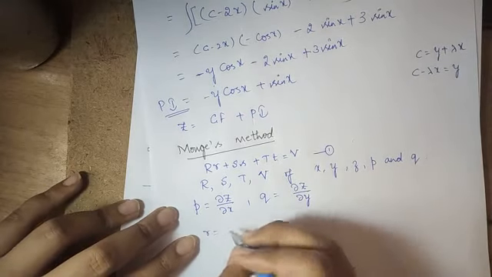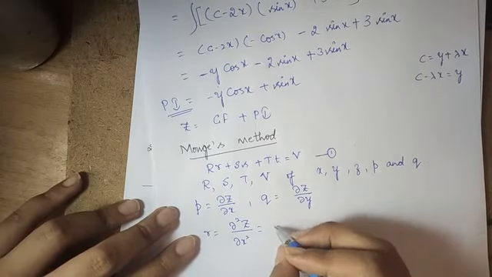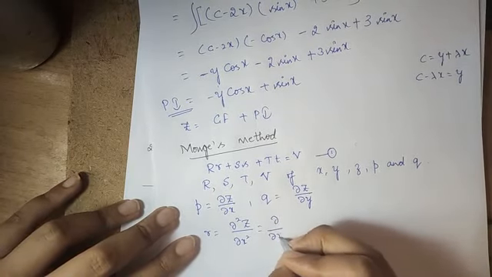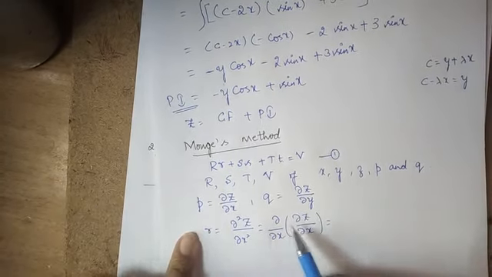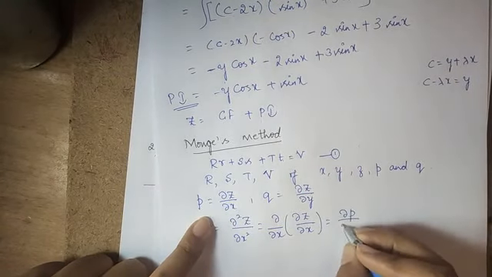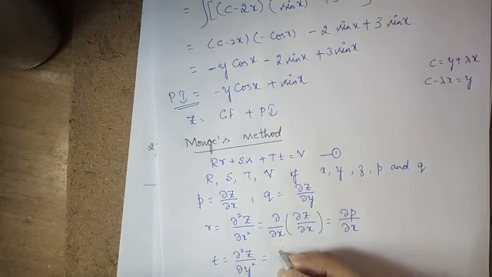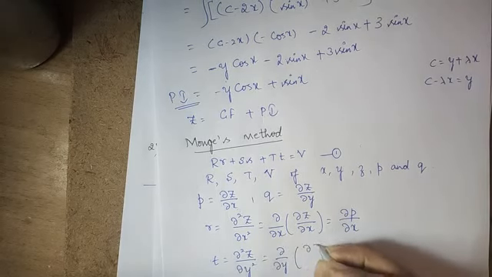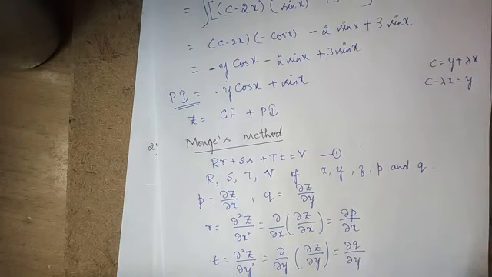Okay, so r we can write as dou square z by dou x square. I can rewrite this as dou by dou x into dou z by dou x. I know that dou z by dou x is p, so I can rewrite this as dou p by dou x. Similarly for t, it is dou square z by dou y square, so dou by dou y into dou z by dou y. I know that dou z by dou y is q, so this will become dou q by dou y.